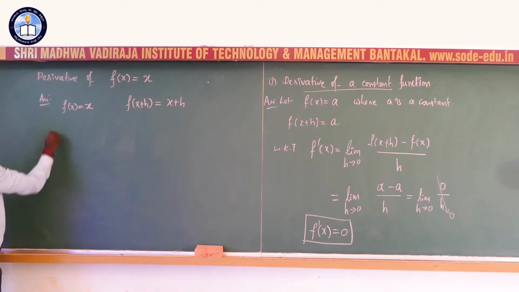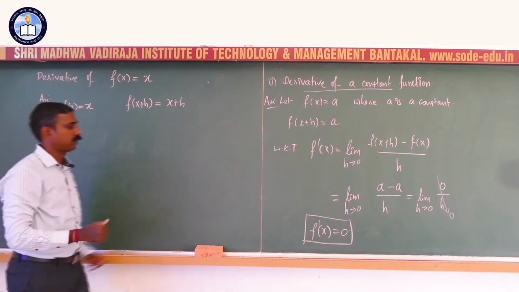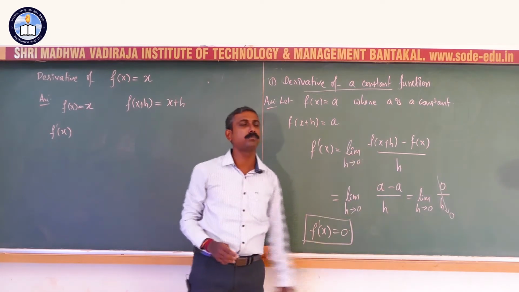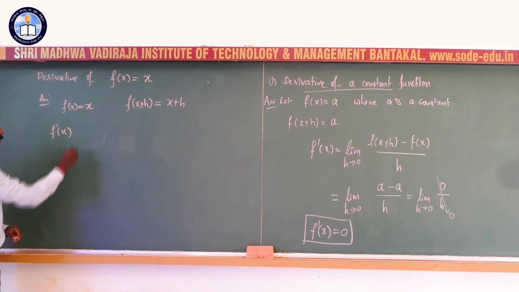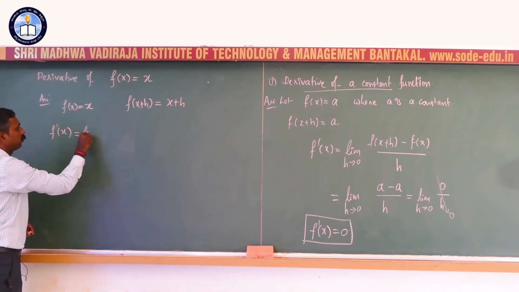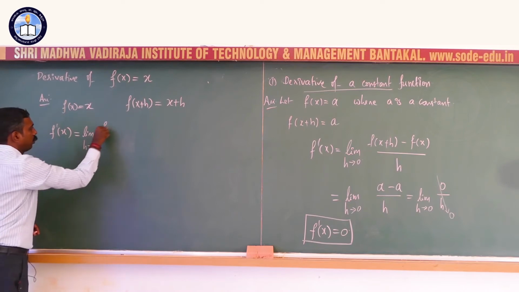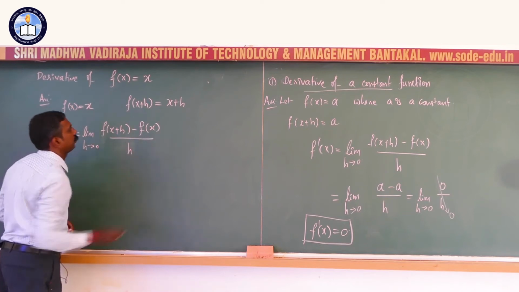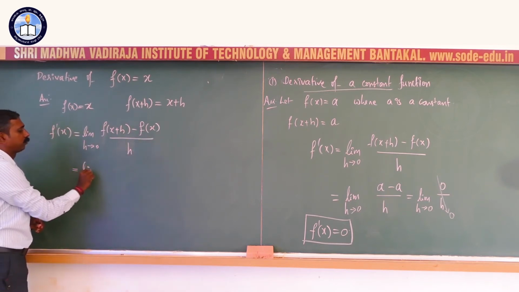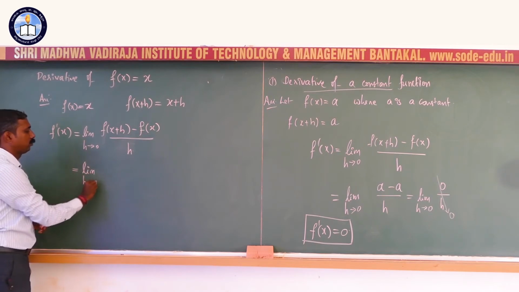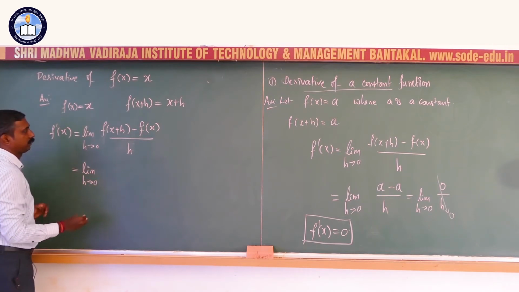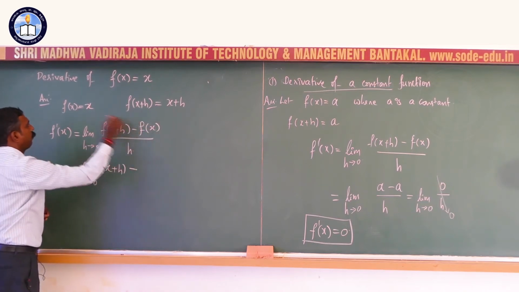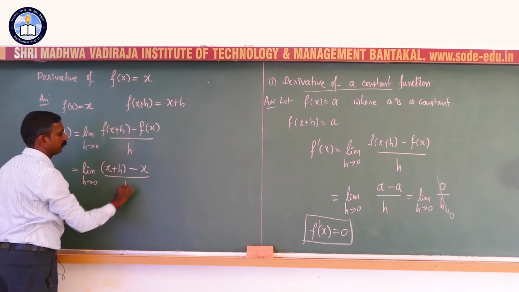So, again we know that f dash of x is equal to, WKT means we know that, f dash of x is equal to limit h tends to 0, f of x plus h minus f of x. So, again the same formula we are using, limit h tends to 0, f of x plus h minus f of x divided by h. Now substitute: limit h tends to 0, f of x plus h is x plus h, f of x is x, whole divided by h.